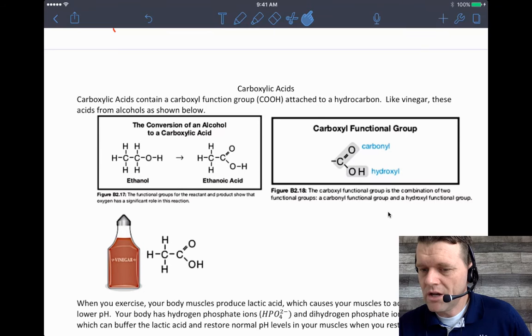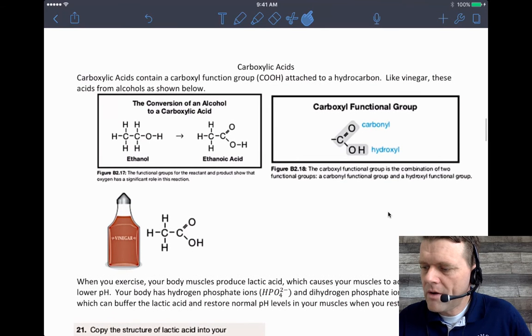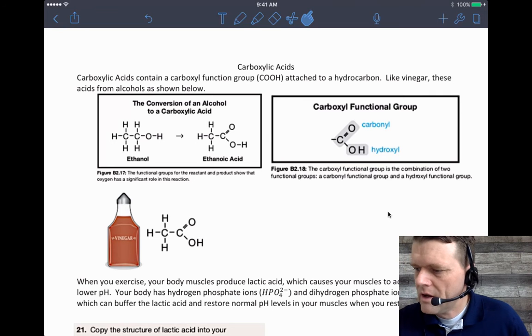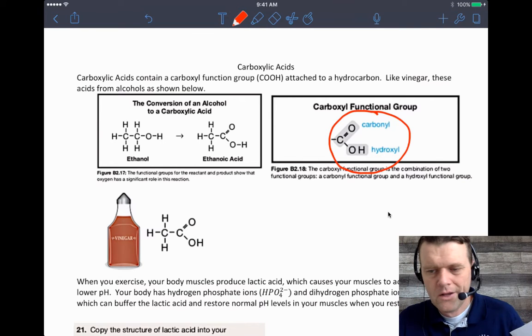Where it gets interesting is we can take an alcohol and turn it into what's called a carboxylic acid. And the most common one is vinegar, as you can see in the picture. The carboxylic acid has, they say 2 groups, but you can kind of just lump it all as one. That really is if there's a carbon double bonded to an oxygen and then single bonded to a hydroxyl group. So you're looking for this structure, COOH, to identify that it's a carboxylic acid.